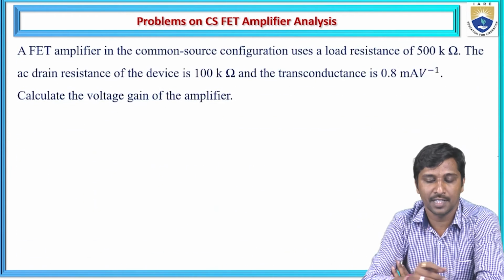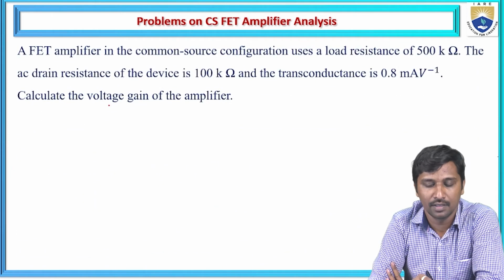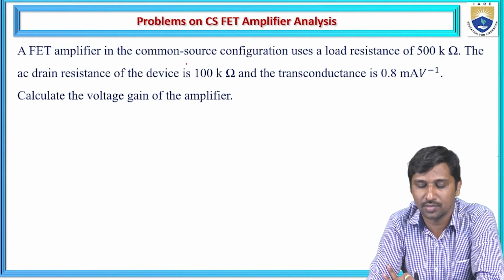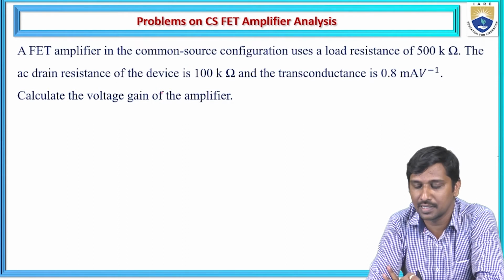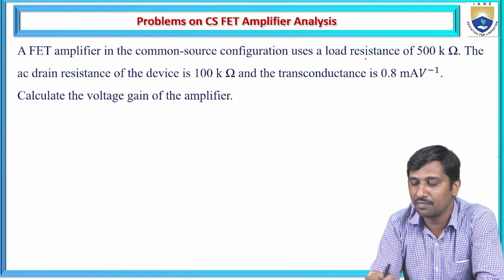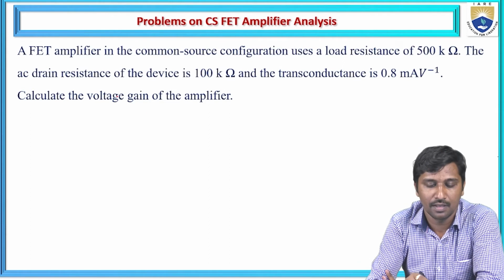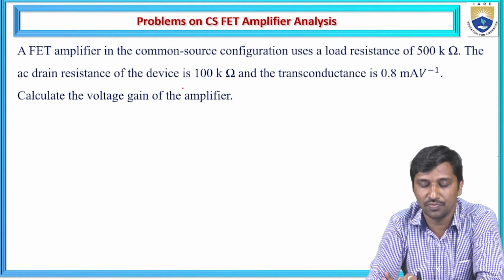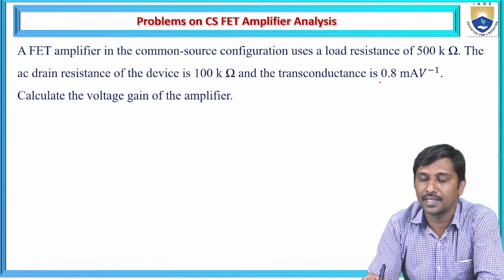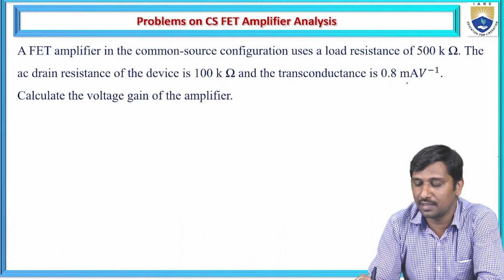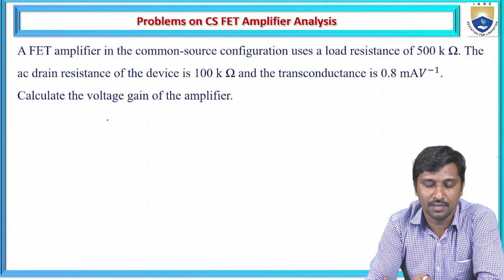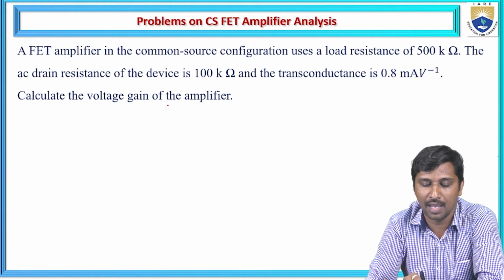Now we'll see another problem, the second problem. A FET amplifier in the common source configuration uses a load resistance of 500 kilo ohms. The AC drain resistance of the device is 100 kilo ohms and the transconductance is 0.8 milliamps per volt. Then calculate the voltage gain of the amplifier.